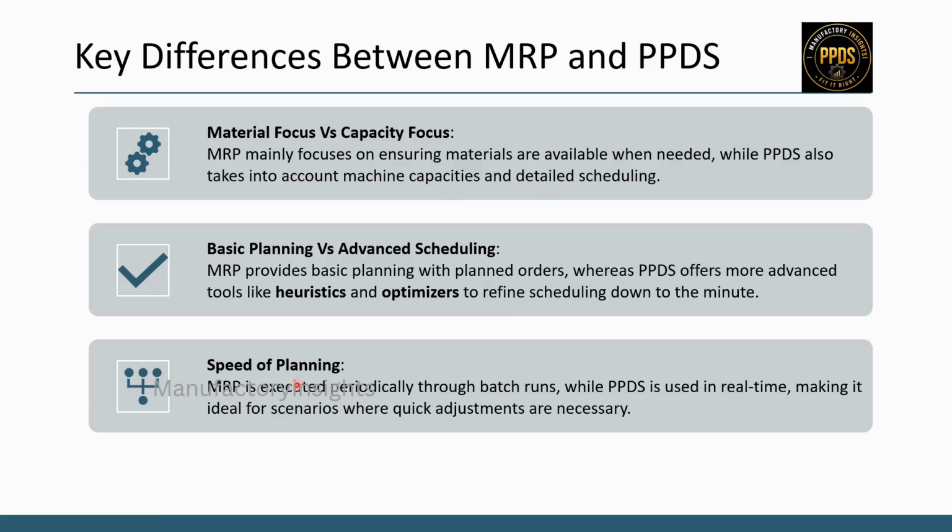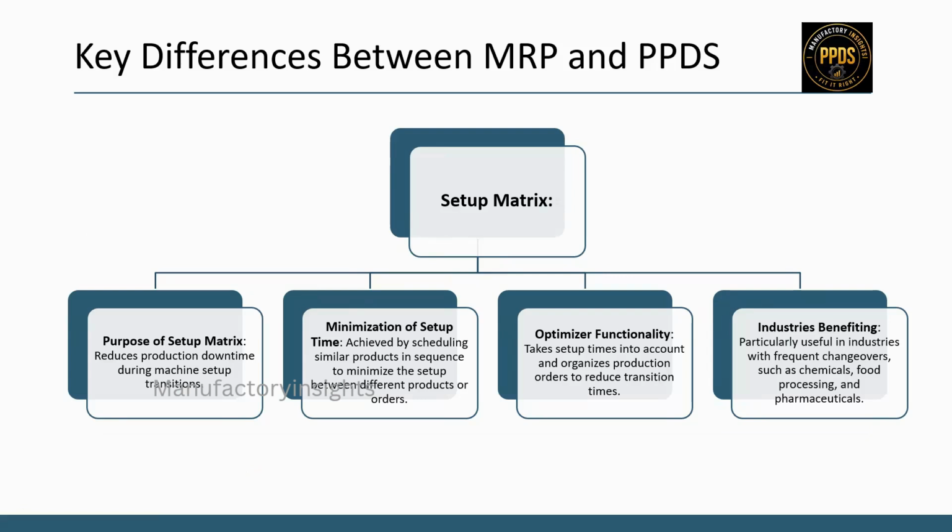Next, speed of planning. MRP runs in batches, which means it is executed periodically. On the other hand, PPDS works in real time, making it ideal for scenarios where quick adjustments are necessary. Let's explore the key differences between MRP and PPDS.